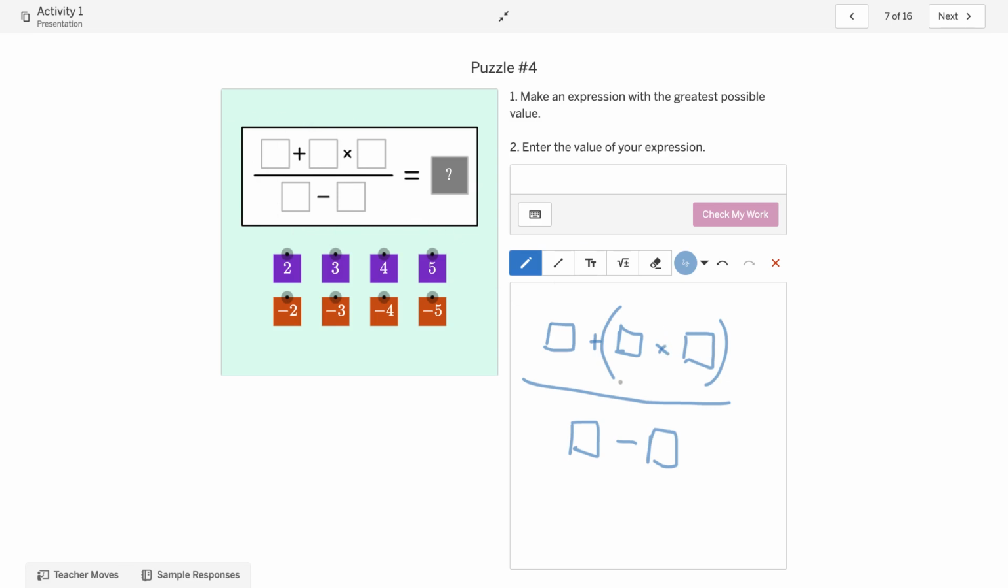So I need to multiply two numbers together, add a number to it, and then subtract these two. So again, I want the smallest possible number on the bottom. The smallest possible number on the bottom. Okay?